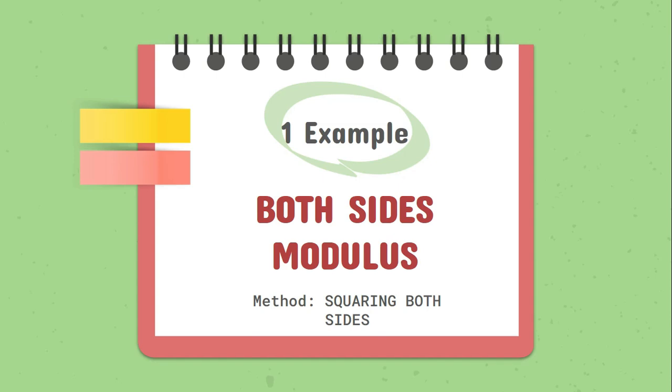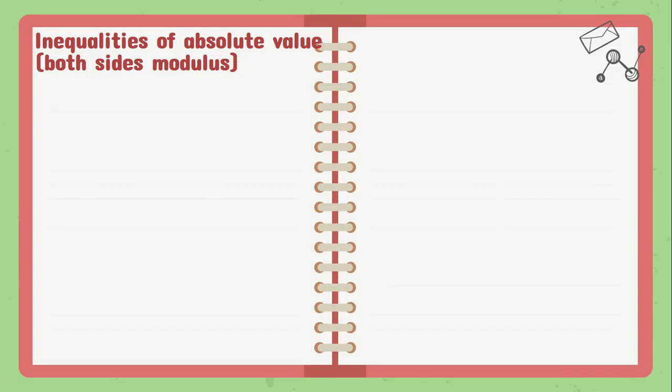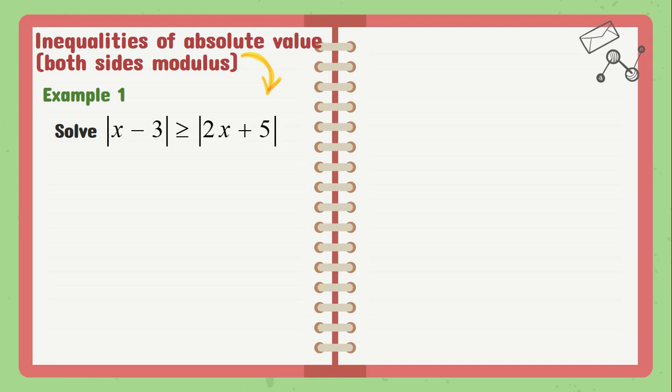Here we have one example for the both side modulus. For this form, we try to apply the method of squaring both sides. Inequalities of absolute value, both side modulus. Example 1. Solve the absolute value of x minus 3 more than or equal to the absolute value of 2x plus 5. To solve these inequalities, firstly, we apply squaring both sides.